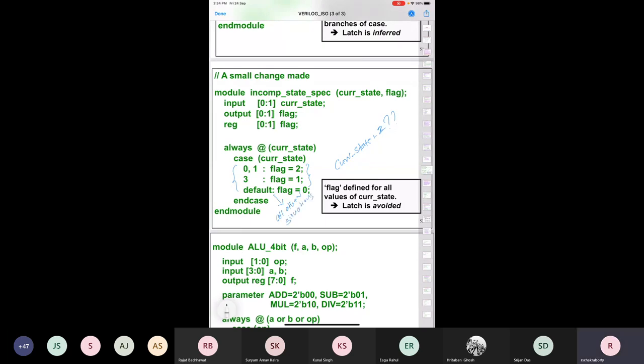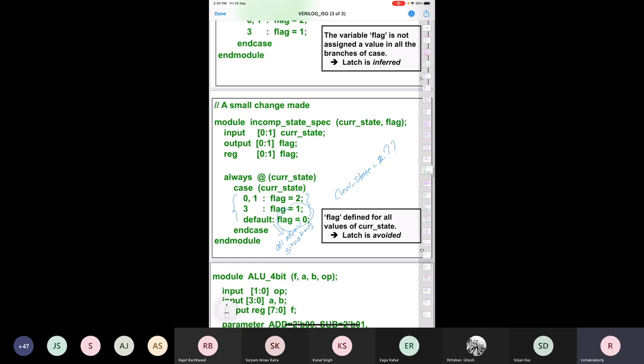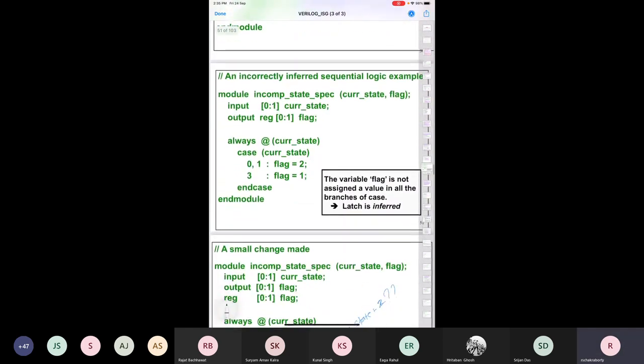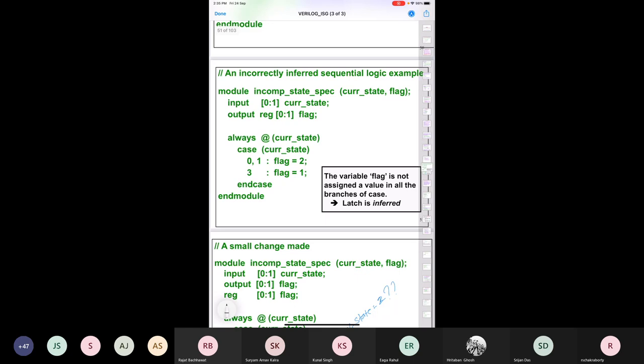All other situations flag will be 0, and accordingly a combinational logic block will be inferred. Now, a common mistake that students make here is to forget the default clause. To forget the default clause, what does the compiler understand from your code? That you have to think.